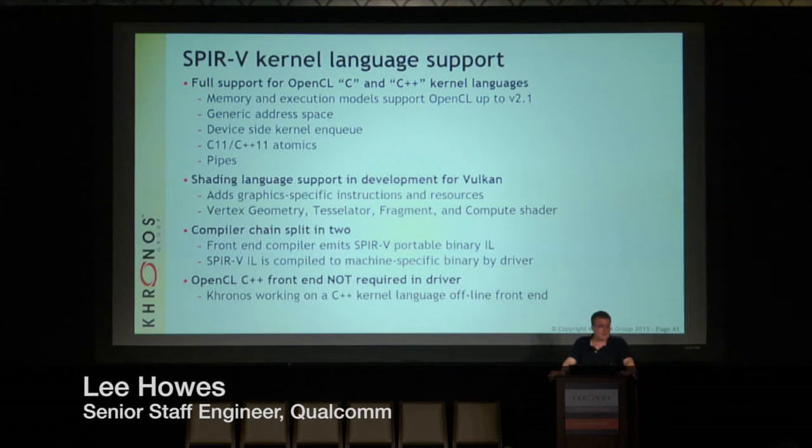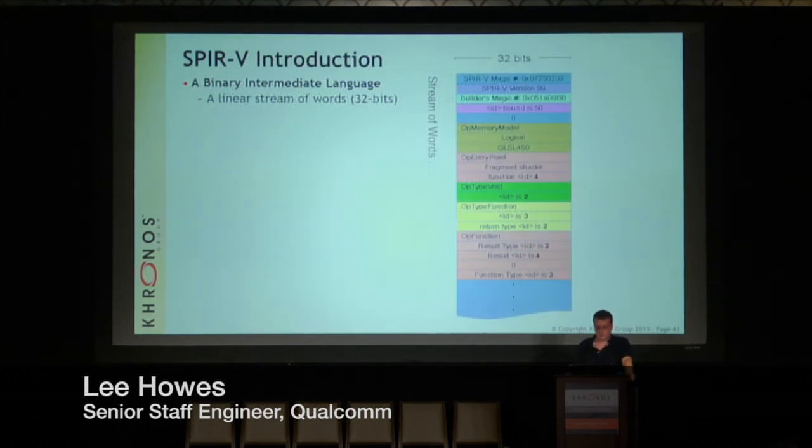So the compiler chain for SPIR will be split in two. You'll have a front-end compiler that emits the SPIR-V, probably offline, but not necessarily. You could embed a library in your application. And then the SPIR-V is compiled to a machine-specific binary by the driver. That means you don't require a C++ front-end in the driver. So SPIR-V looks kind of like this. It's a binary form with operations, offsets, consumable in a standard way, much like LLVM's binary representation is.